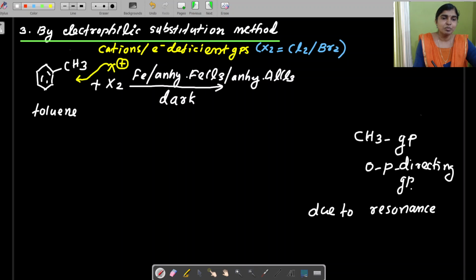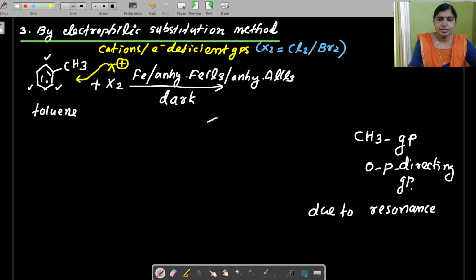Who will decide the position? That is the group that is already present in the molecule. So the methyl group directs the halogen either towards the ortho position or towards the para position. Which is the ortho position? That is here or here, and which is the para position? That is opposite to this methyl group. So we'll get 2 different possibilities, 2 different products here.